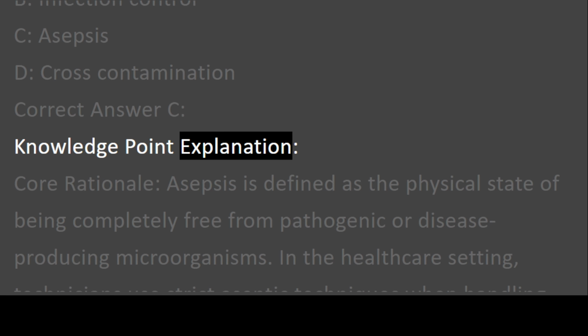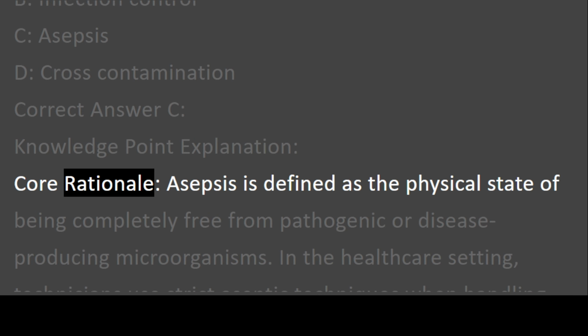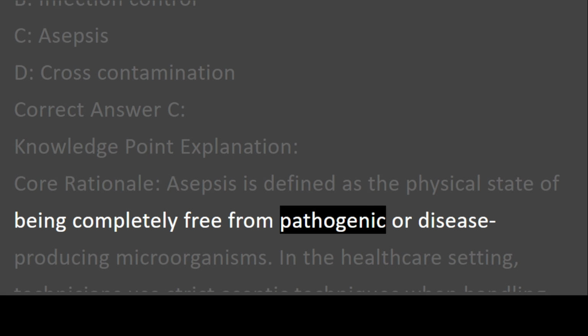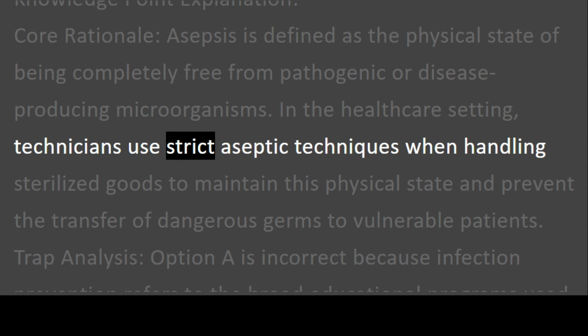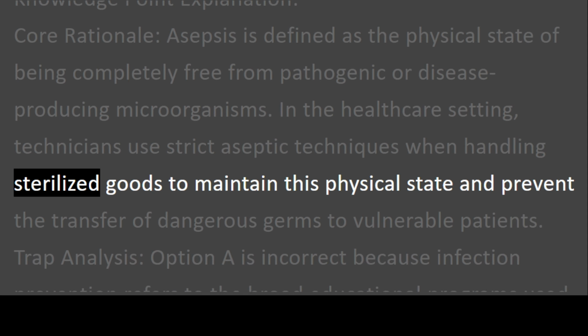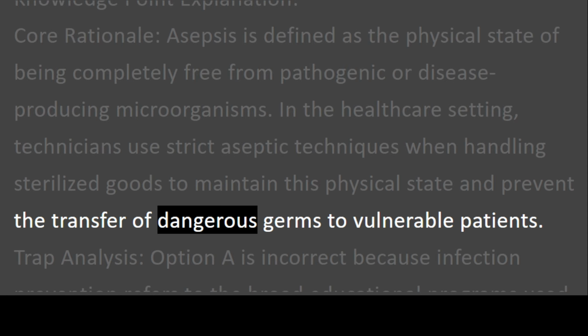Knowledge point explanation. Core rationale: asepsis is defined as the physical state of being completely free from pathogenic or disease-producing microorganisms. In the healthcare setting, technicians use strict aseptic techniques when handling sterilized goods to maintain this physical state and prevent the transfer of dangerous germs to vulnerable patients.